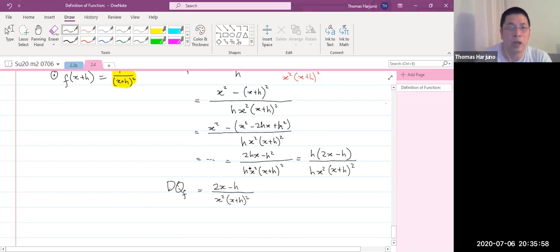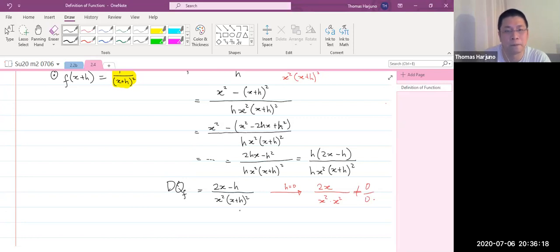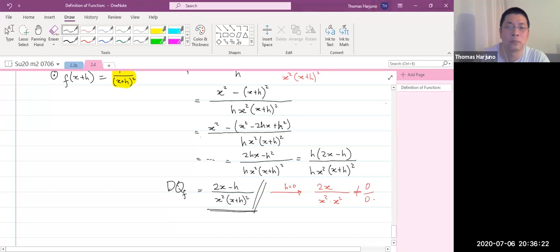Okay, notice that I know I can stop there because when I set my h equal to 0, I get 2x over x squared times x squared, which is not 0 over 0. Right? It's not 0 over 0. Okay, so I can stop there. That's how we know we can stop there.